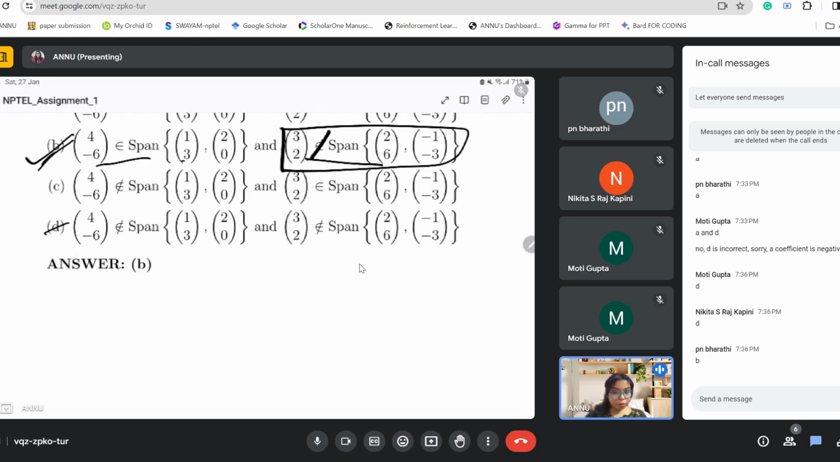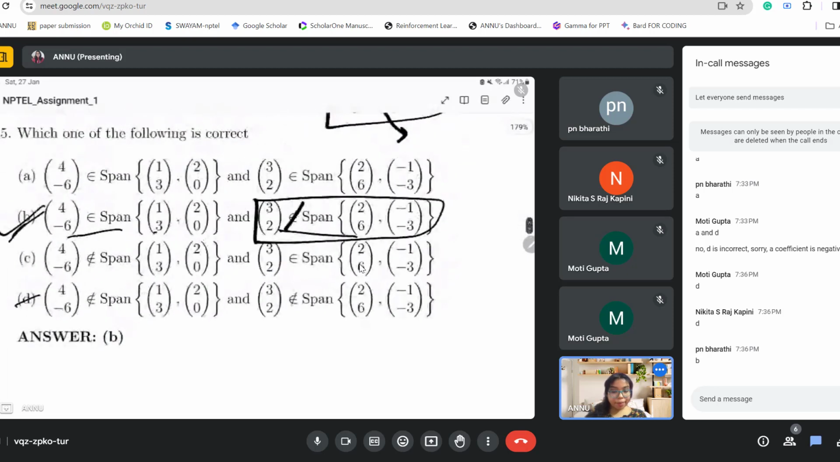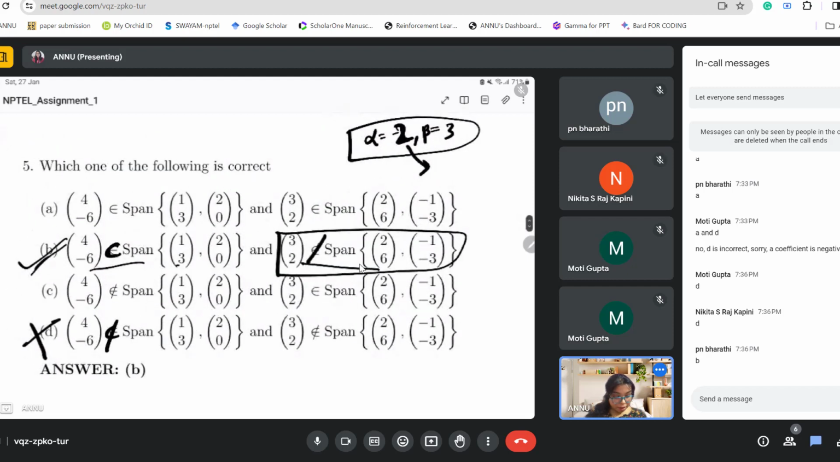There were some typos, as these are last year's assignments. So I think D. Ma'am, just a doubt, why is it D? Okay, if it is belonging, then it should not belong, right? Yeah, okay. This is not correct. This is again not correct. I was just guessing it is belonging.